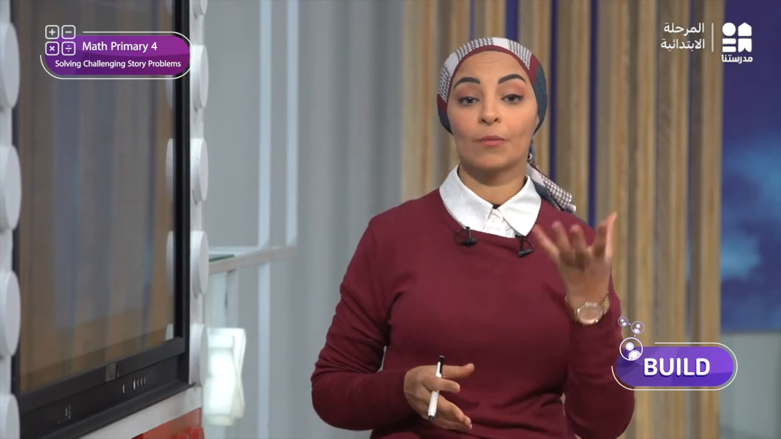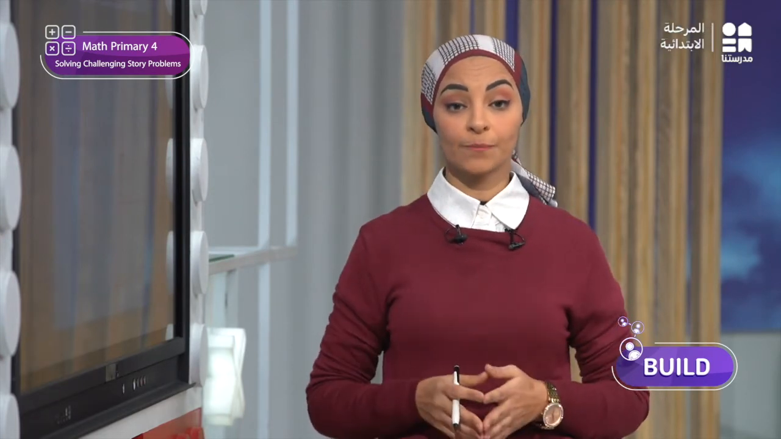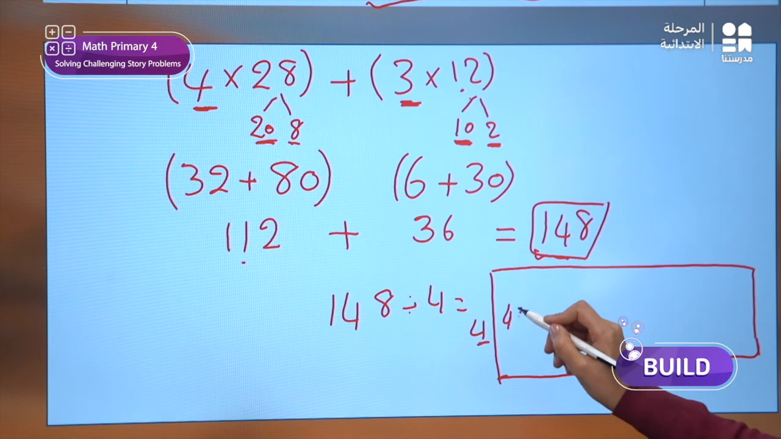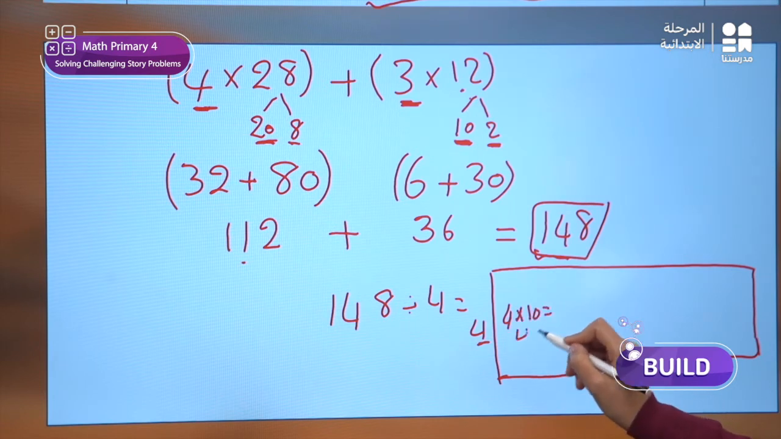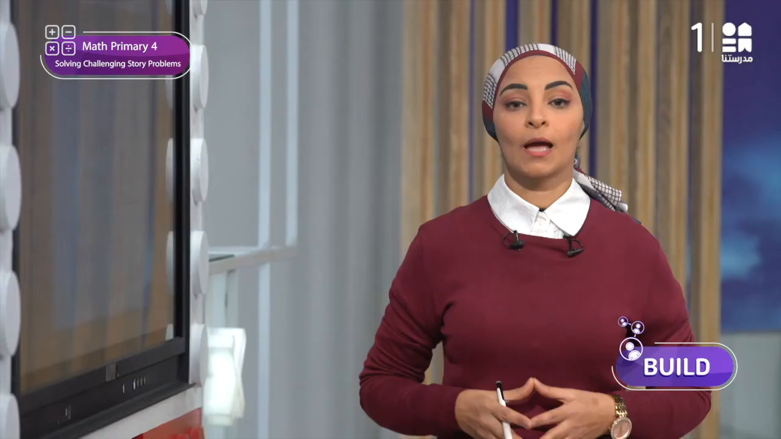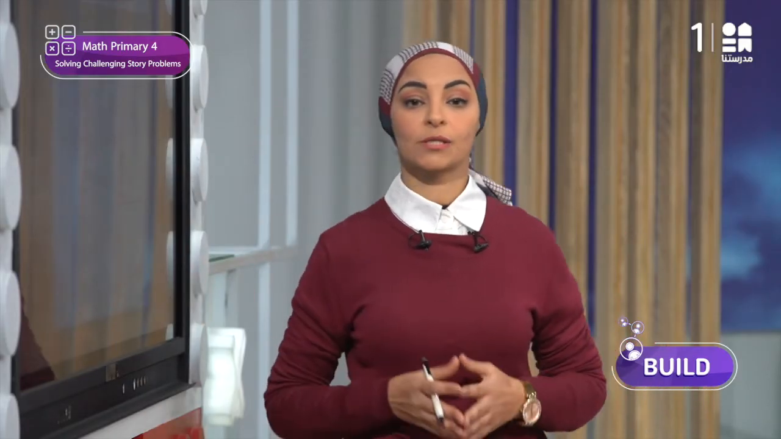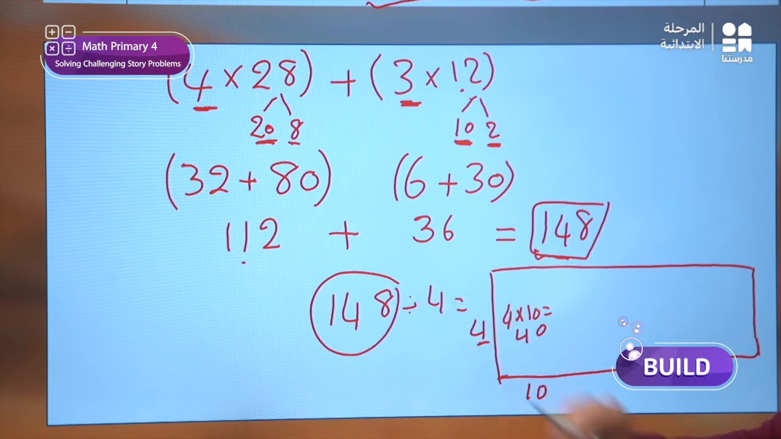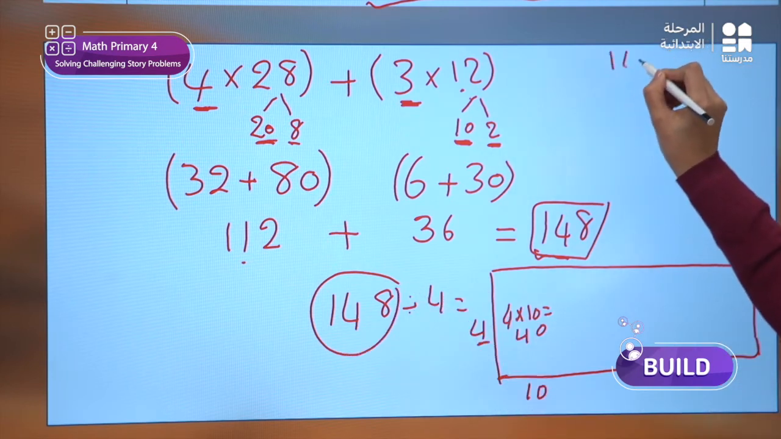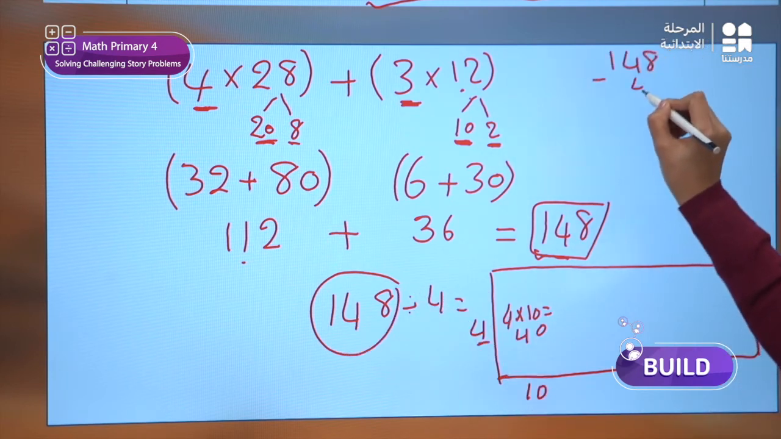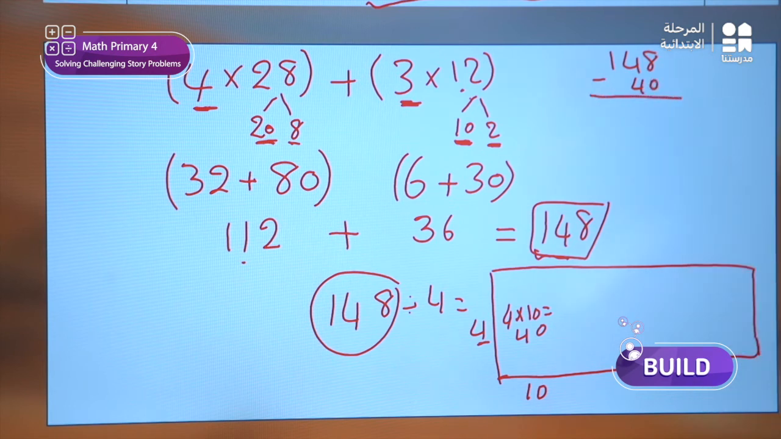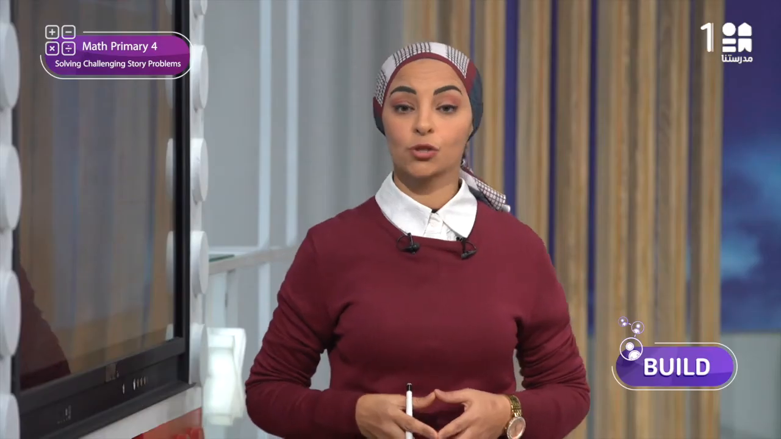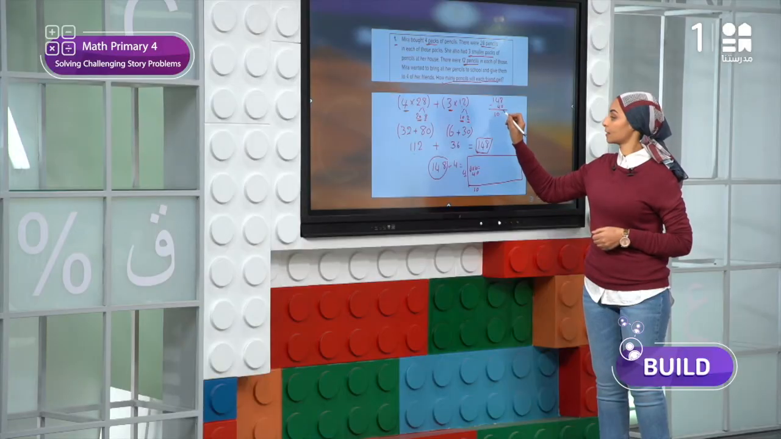So I will do 4 times 10 equals 40, right? I will do 4 times 10 equals 40, and I will write 10 down, right? Okay. Then we will write 10 down as you see here. Then I will subtract 40 from 148. It is the whole number 148, so I will do 148 minus 40, right? The answer will be what? Yes, the answer will be 108.